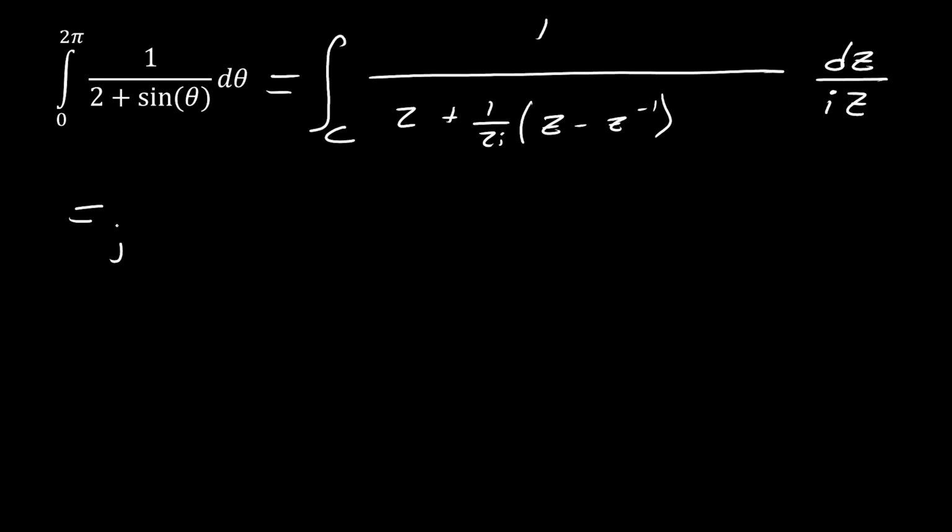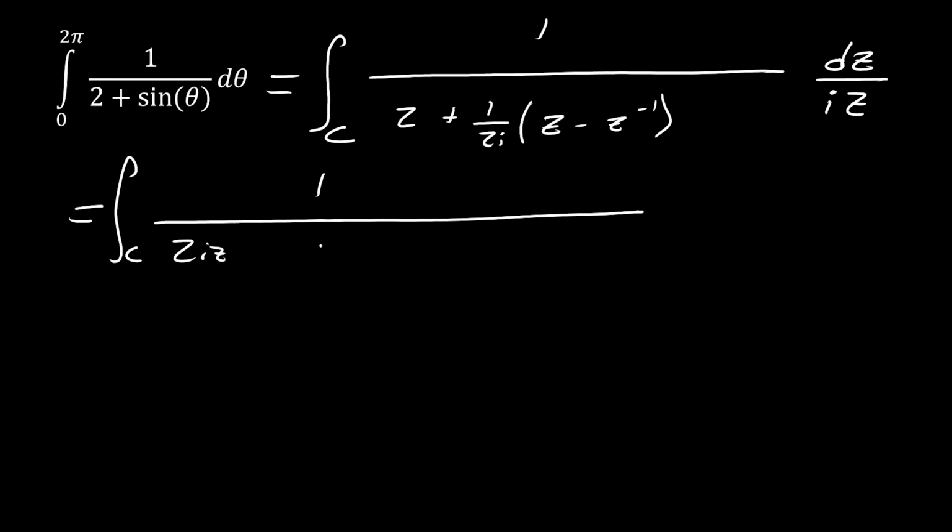This is going to simplify down to the integral over mod z equals 1, or just our contour. And this time, we're going to take care of this sort of stuff associated with our dz. So we'll try to get rid of that. And when we do that, we're going to get 1 divided by 2iz plus z over 2 times z minus z inverse. And now just dz. Okay.